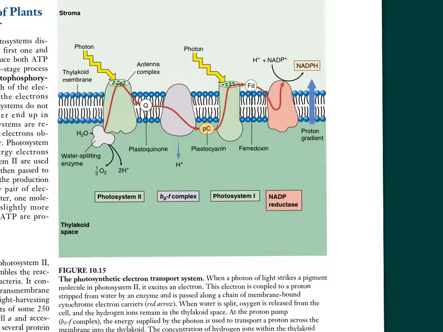All right? So now, let's look at the thylakoid membrane again. This is another drawing that shows everything all at once. You ready? Here comes a photon. There's an electron. Where do the electrons come from? Water comes into this water-splitting enzyme.